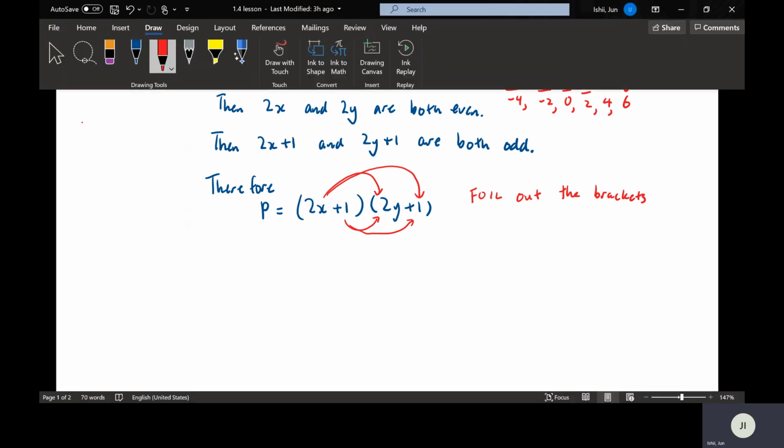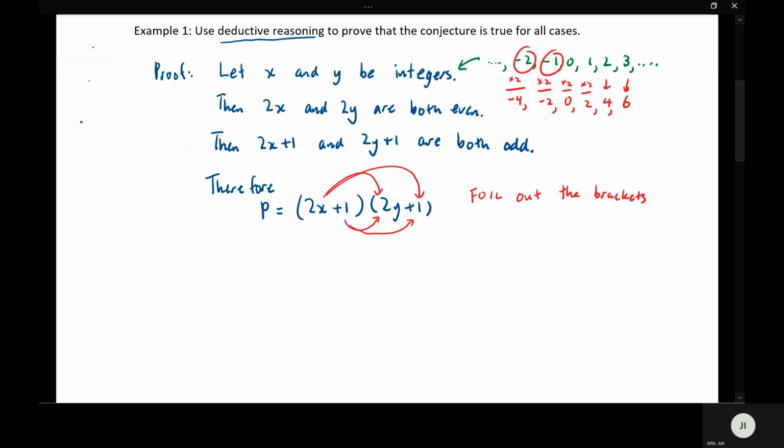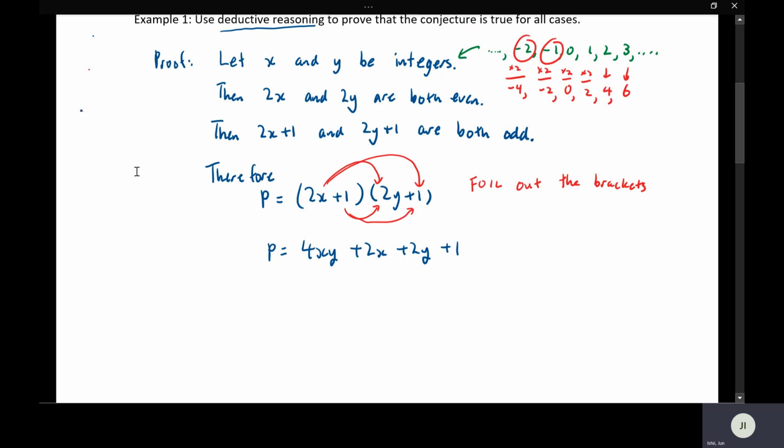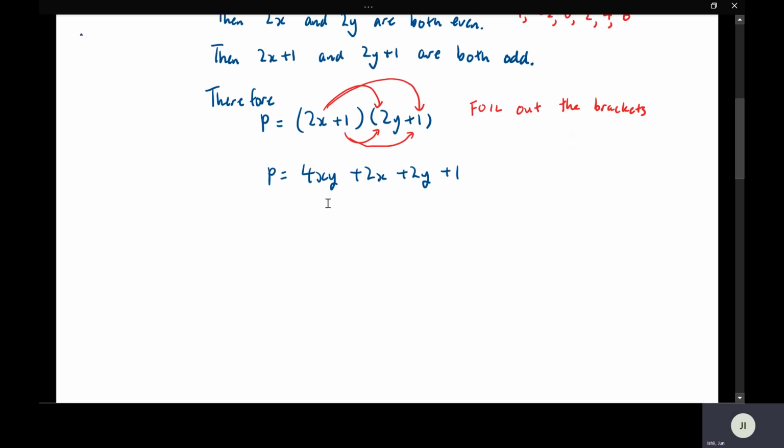So when I do that, p is going to equal 2x times 2y, which is 4xy. Then I have 2x times 1, which is 2x. 1 times 2y is 2y. Then 1 times 1 is 1. So I expanded out the brackets, and I get this expression here. I want to show that this is actually odd.